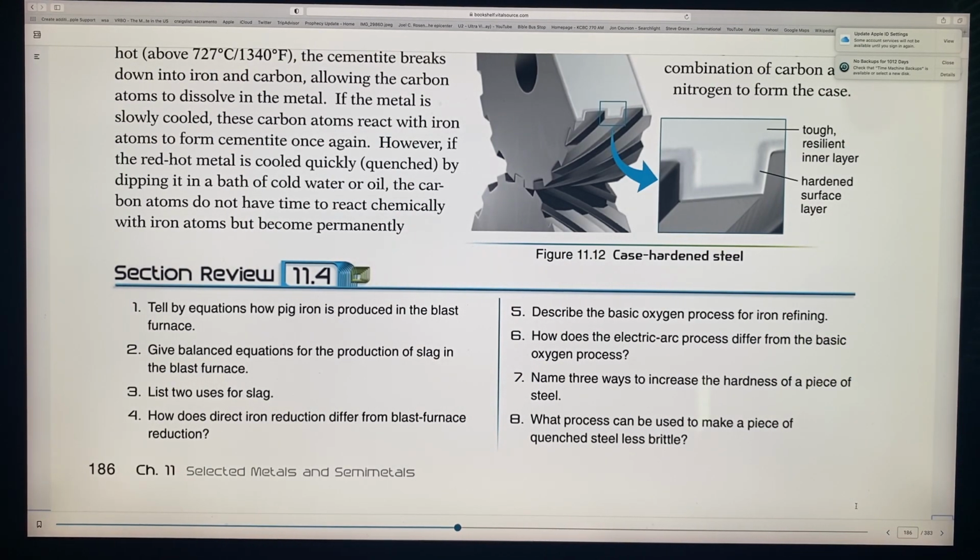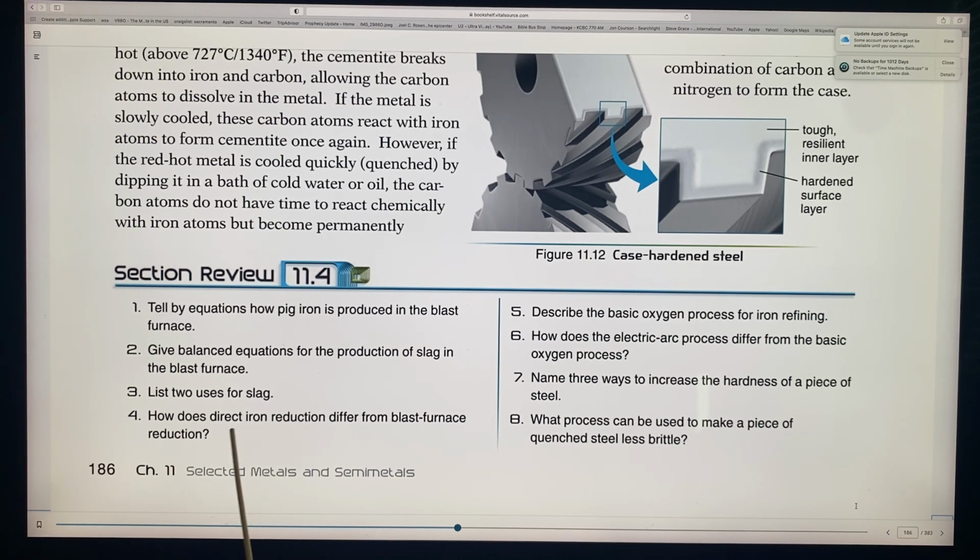List 2 uses for slag. Well, slag can be used, I didn't go over that. Slag can be used for cinder block, concrete, asphalt, railroad support ties, also insulation. So like the insulation that's put in your houses can be taken from slag. So they use every part. They take out the iron ore and they're using the slag for concrete, asphalt, ties, and insulation.